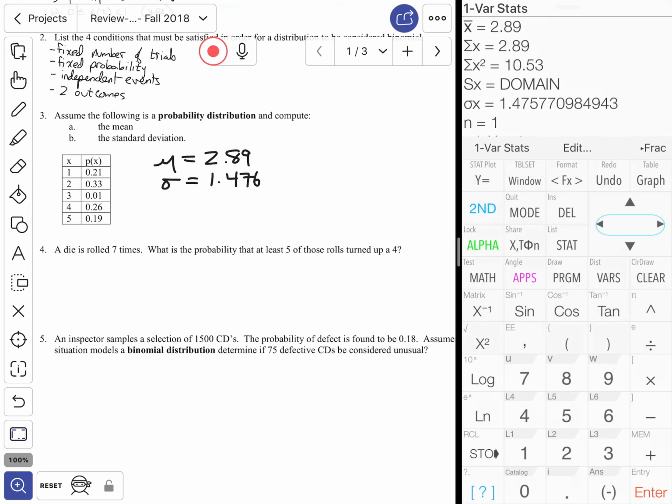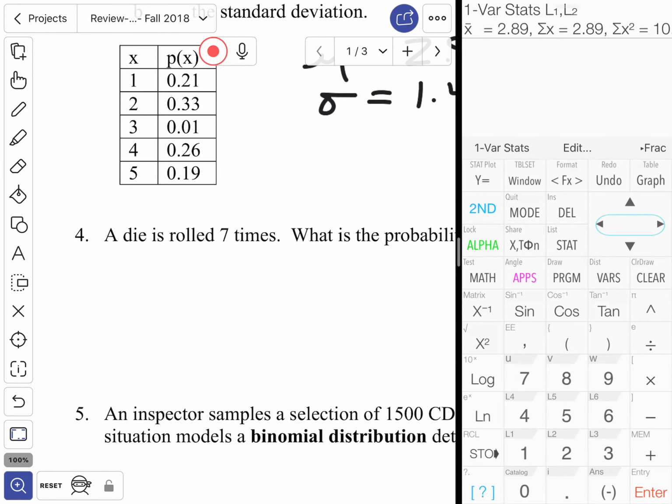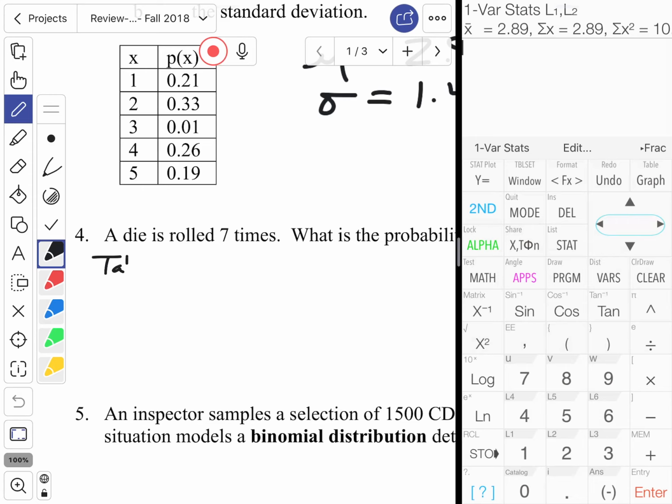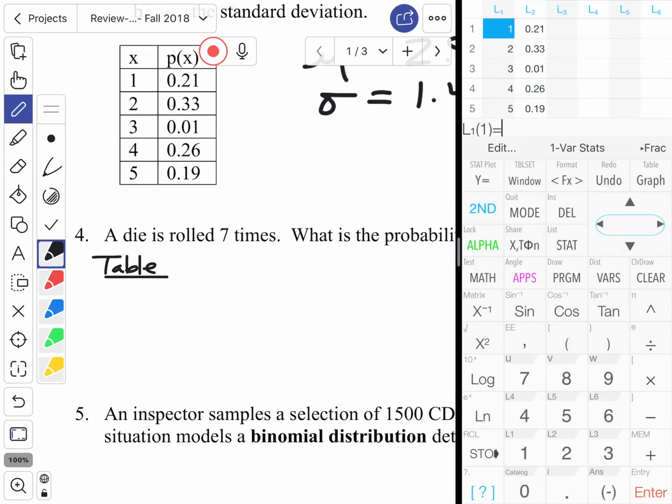Number 4, a die is rolled 7 times. What's the probability at least one of those rolls turns up a 4? 2 ways to handle this, again, is the table approach. So we could use, I'm going to just jot down table approach, and then I'm going to do the work on the calculator. So you'll follow along with that. Stat edit. We're rolling it 7 times. So that means we could have as many as 7 successes. So no success all the way up to 7 successes. Let me wipe out what I have in L2.